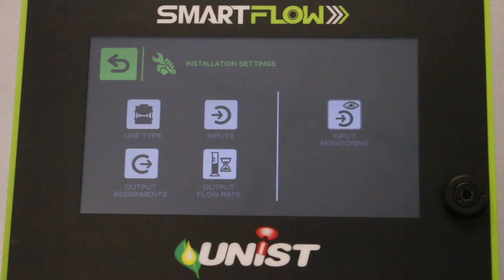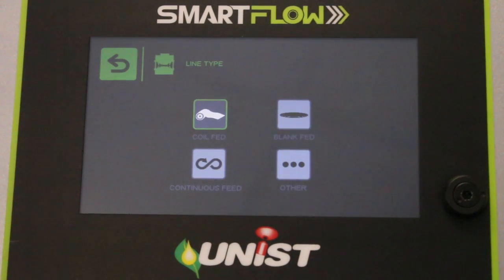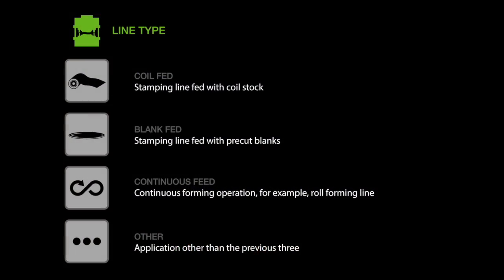The first setting to configure is the line type. To do this, press the line type icon. Here, we see options of 4 different types of lines that the controller can be configured to: coil fed, blank fed, continuous feed, or other. Select the line type that most closely matches your production line.